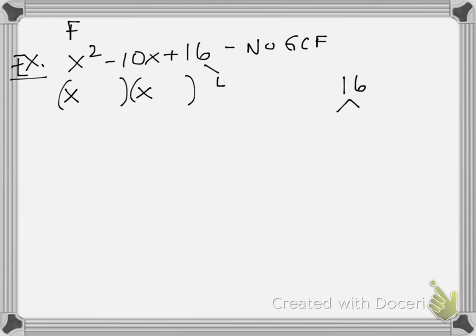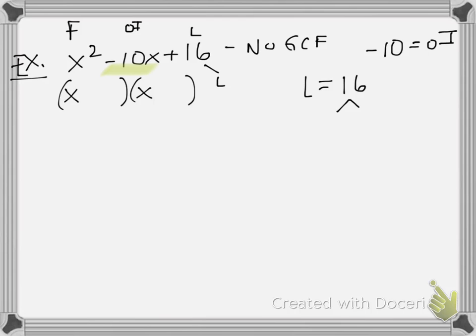Okay, so I'm looking at my last term, 16, and I need to find factors of 16 that equal my OI term. Now remember, this is my OI term because when I combine like terms earlier when I FOIL, it becomes one term. So the O and the I get combined together. That's why it's an OI term. So what I'm trying to do is find factors of 16, and this is my L term, so L equals 16, factors of 16 that add up to negative 10, which is my OI term.